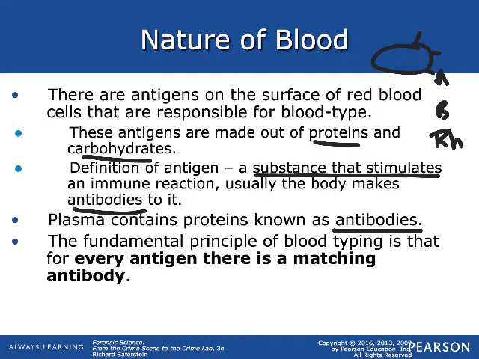Okay, now, in our blood as well, we have antibodies. So we develop antibodies to the blood types that we don't have as part of our normal immune system. So when you're a baby, you start developing those antibodies. So we can type blood by having antibodies that match a specific antigen. Okay, so the fundamental principle of blood typing is that every antigen has a matching or corresponding antibody.